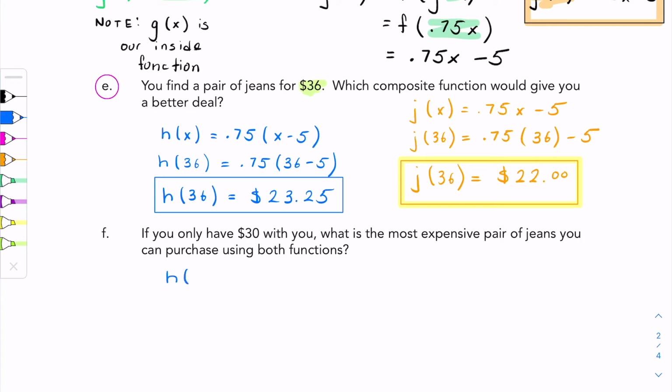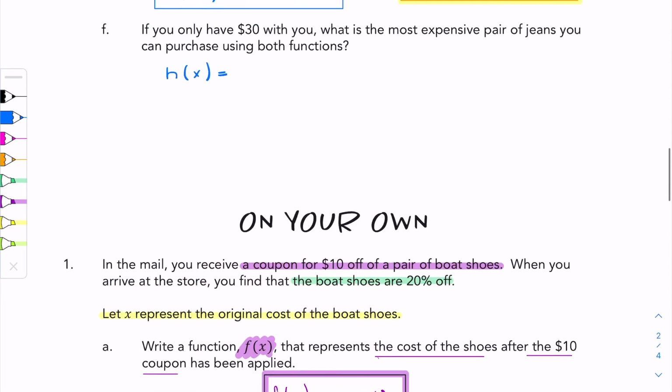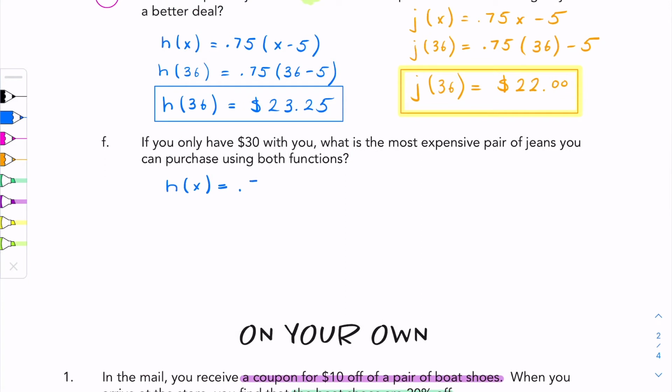So we're going to start by identifying that h of x is when we use the mail coupon first, followed by the store discount, and it's represented by 0.75 times x minus 5. I am going to replace h of x with $30. So we have $30 is equal to 0.75 times x minus 5. I am not substituting in a value for x. I'm substituting in an answer for the function. So this $30 right here represents the total amount I want to spend, the end amount that I want to spend.